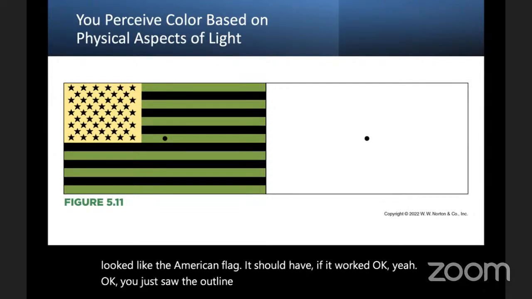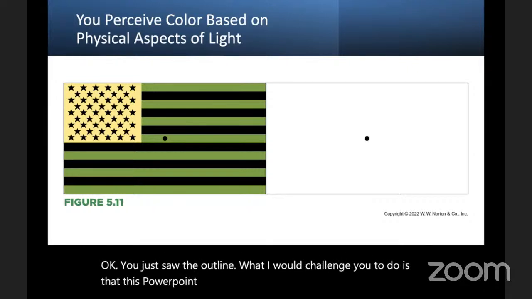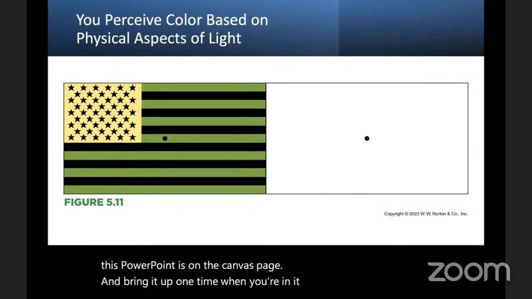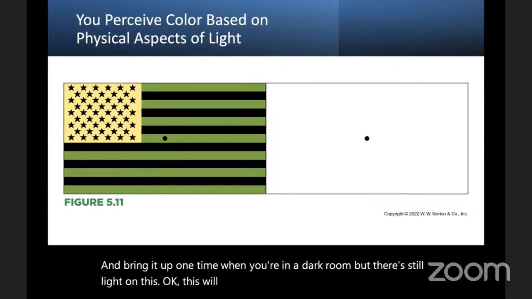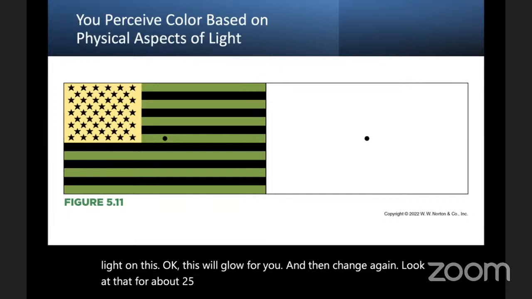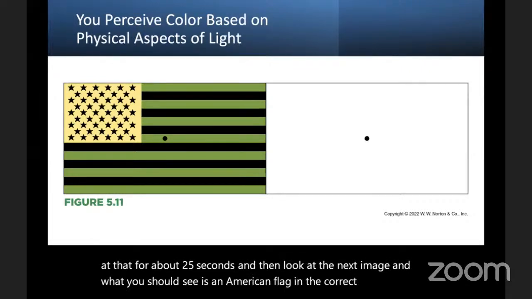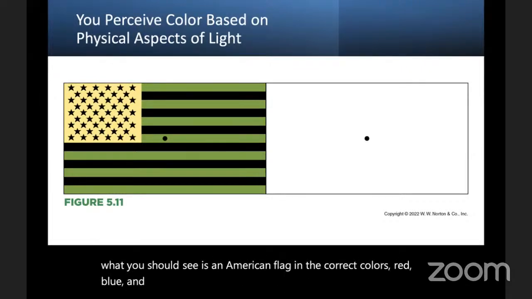What I would challenge you to do is this PowerPoint is on the Canvas page, and bring it up one time when you're in a dark room, but there's still light on this. Okay, this will glow for you, and then change. Again, look at that for about 25 seconds, and then look at the next image. And what you should see is an American flag in the correct colors, red, blue, and white, right?